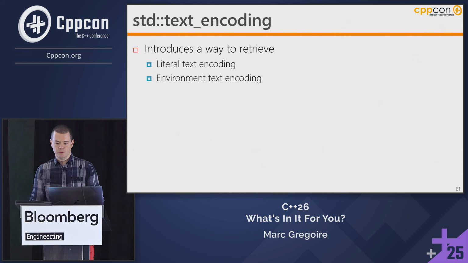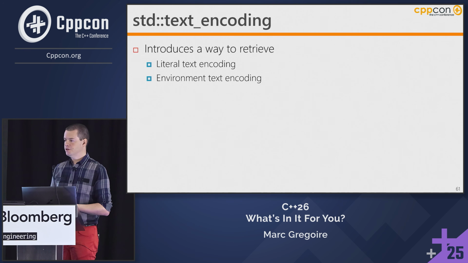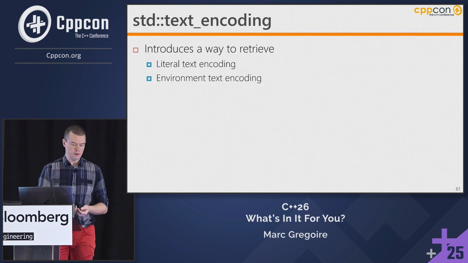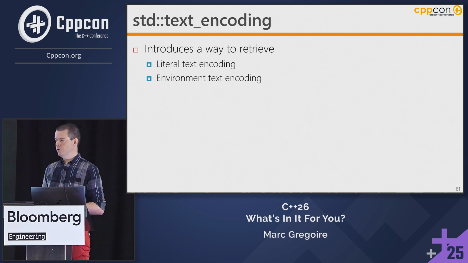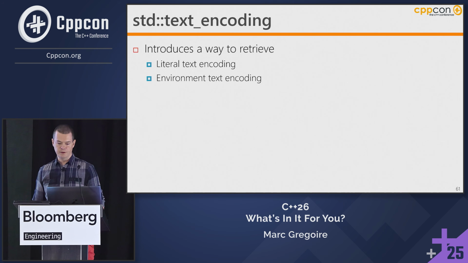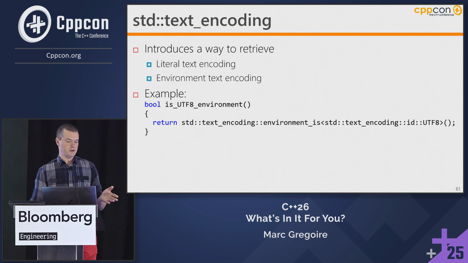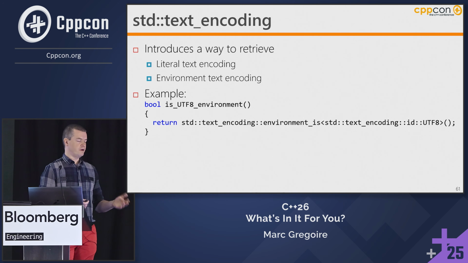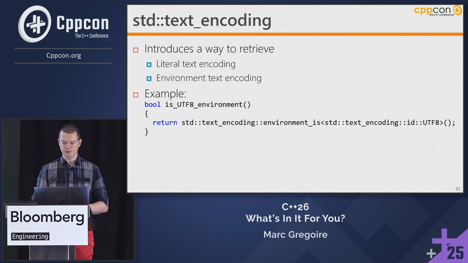Text encoding is also new. It allows you to retrieve the text encoding used by literals in your code and the text encoding used by your execution environment. Simple example, a function here that verifies if your environment supports UTF-8.